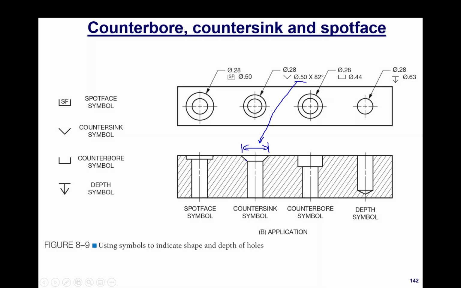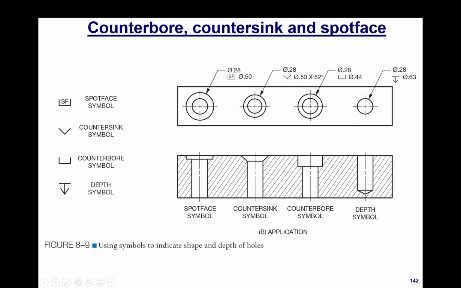And then the 82 degrees is the angle of separation between the two conical edges. So the 82 degrees is this right here. That is what that angle is referring to.